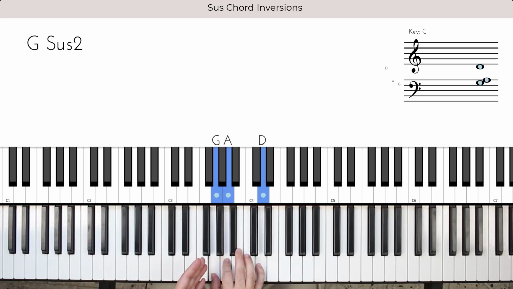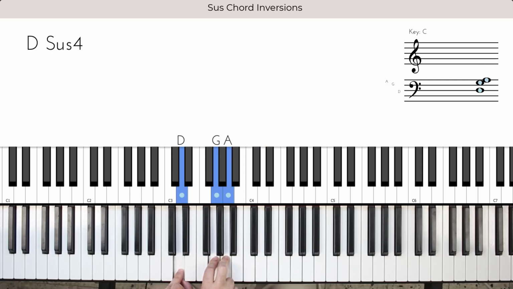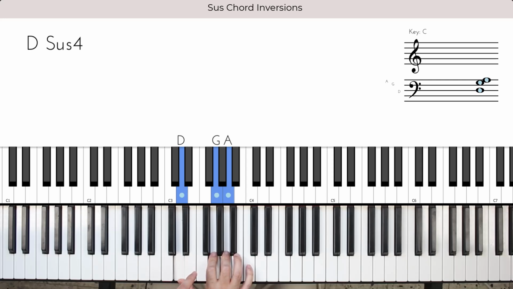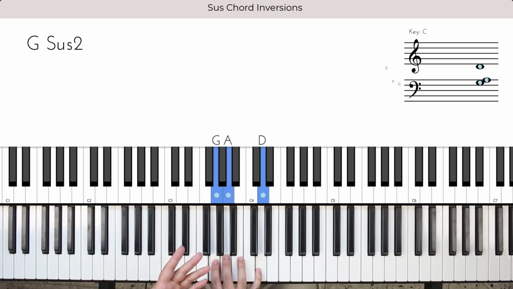Now notice that I played here an inversion of the sus4 chord. This would be the D sus4 in the root position, and we can invert it just like any other chord. So you can take the root, move it up here, and get an inversion. This brings out an interesting observation, really. This is a D sus4, and if I invert it, I still get a D sus4, but this is also, as you can see, a G sus2.